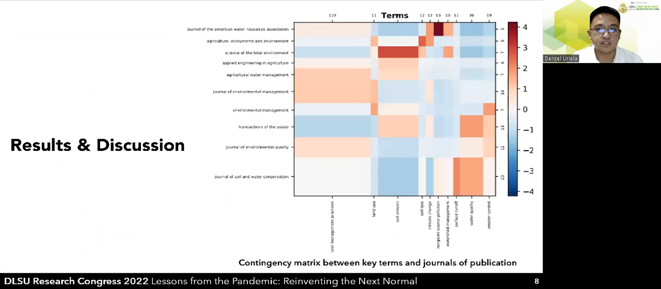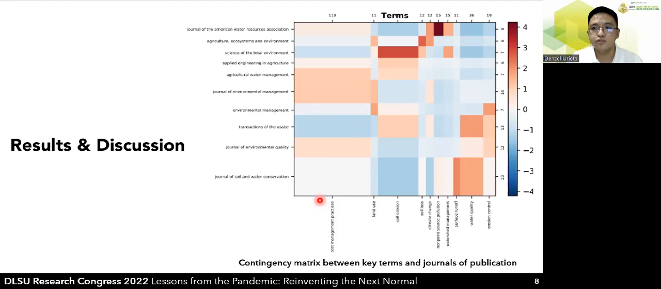Next, we have this contingency matrix between the key terms and journals of publication. The darker shade of red depicts a strong correlation, whereas a darker shade of blue depicts a weak correlation. It is surprising in this one that there is a weak relationship for BMP and the Journal of Soil and Water Conservation, since BMPs directly affect both soil and water qualities.